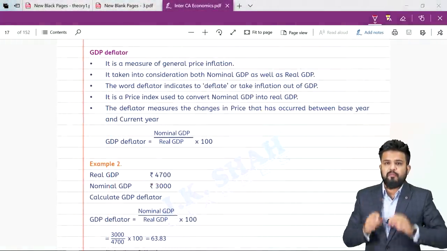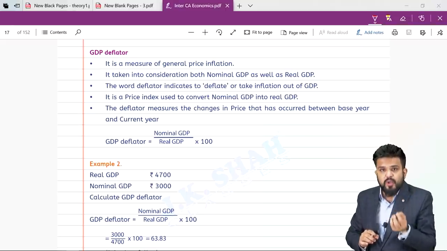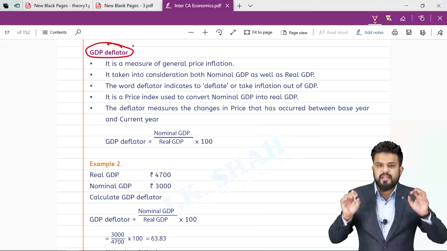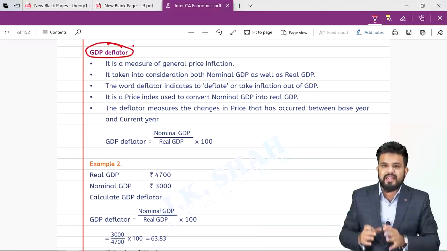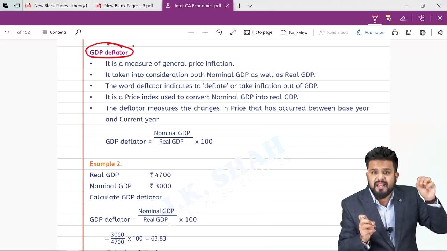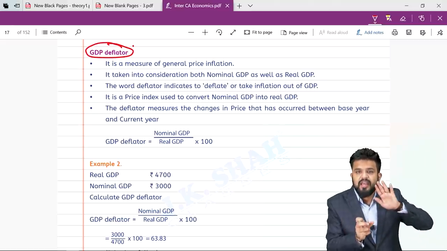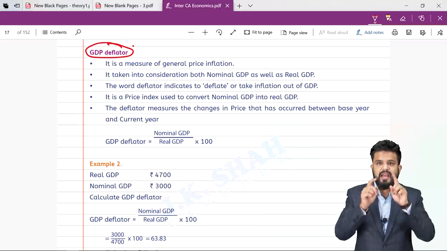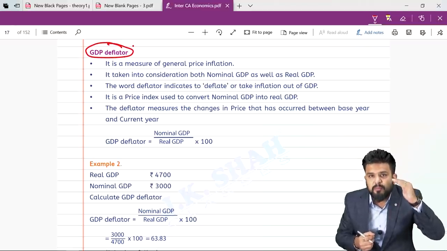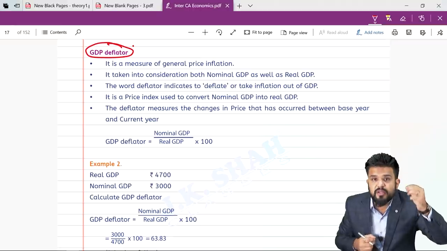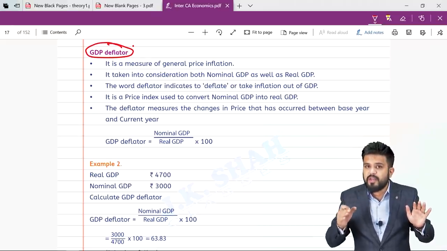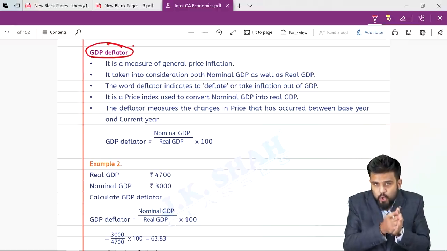Now let us quickly do a recap. What is GDP deflator? My dear students, this is newly added in the syllabus by the institute. Basically, GDP deflator is a measure of price level that calculates inflation, the level of price change which has taken place between the base year and the current year. So 2021 is the current year, and I will consider 2011-12 as the base year, which I have already discussed previously. The word deflator means to deflate, or to remove inflation out of GDP. So it will help you to convert nominal GDP into real GDP.